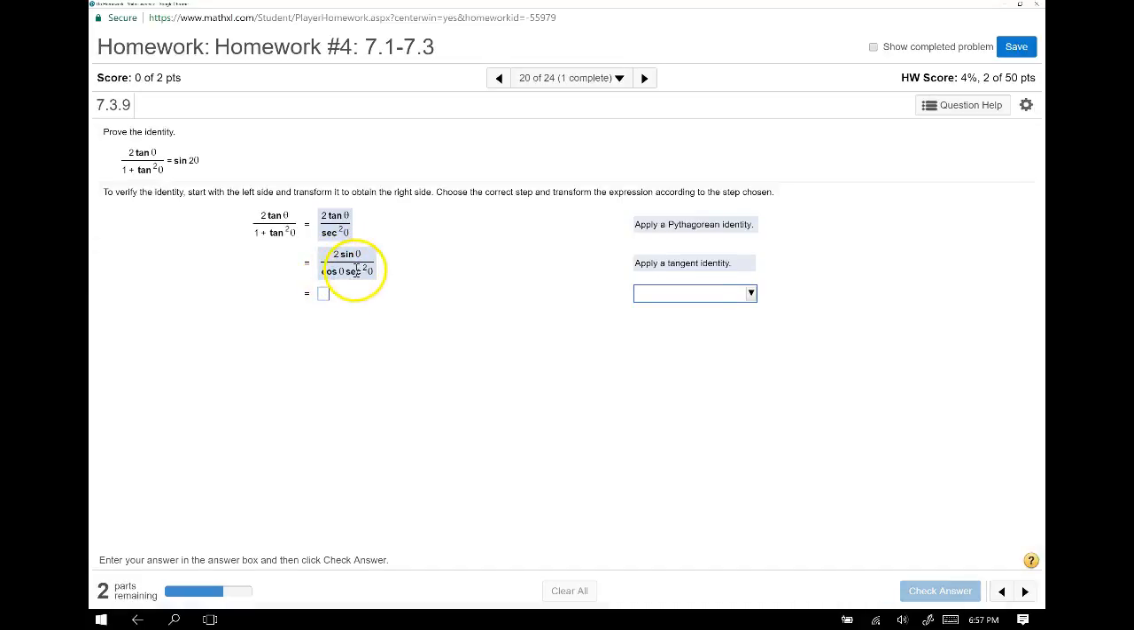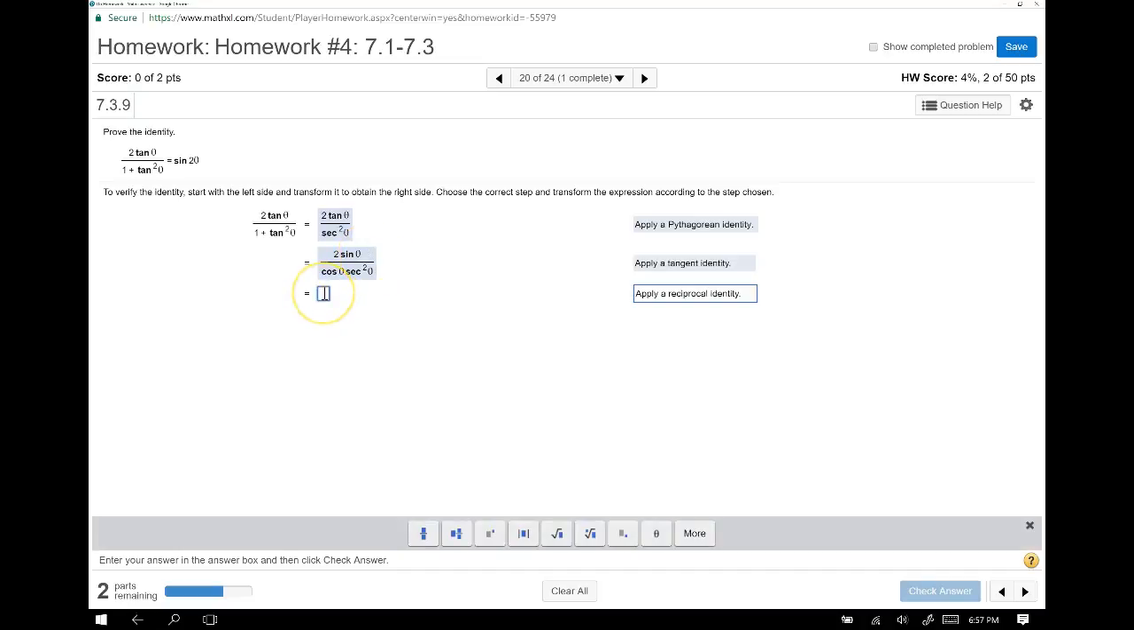I'm guessing they're now going to want me to fix the secant squared because we're in the process of changing everything to sines and cosines here. And secant is a reciprocal function. So we're going to do a reciprocal identity this time. So secant in the bottom is equivalent to cosine in the top. So I'm going to write this as 2 times sine times cosine squared.